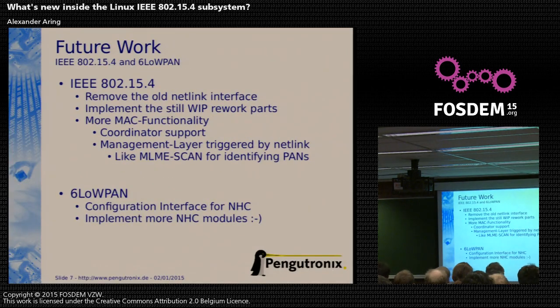So future work for IEEE 802.15.4 is to remove the old netlink interface, because we now took everything from wireless, and that's much better. And to implement the still missing parts of the rework which I mentioned before, and more MAC functionality. That's, for example, coordinator support and a management layer triggered by netlink. What this means is the IEEE 802.15.4 standard also describes some scanning for PANs.